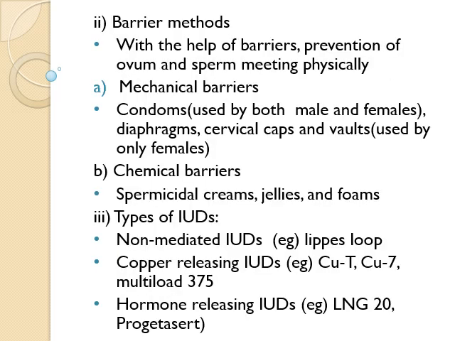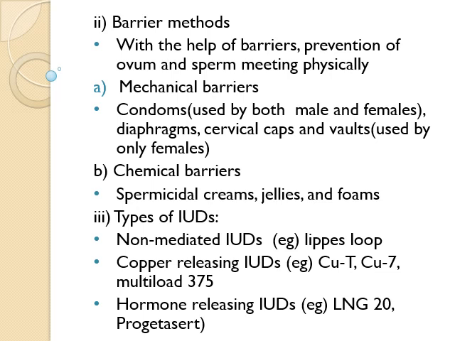Next is the barrier method. This is another method of contraception. In this method, ovum and sperms are prevented from physically meeting with the help of a barrier. First one is condoms. This is considered a mechanical barrier. Both male and female can use this one.